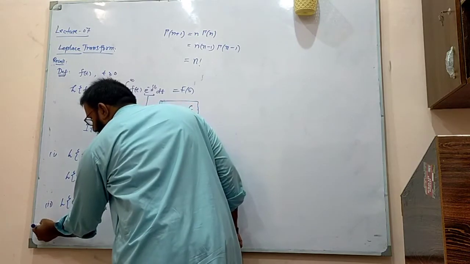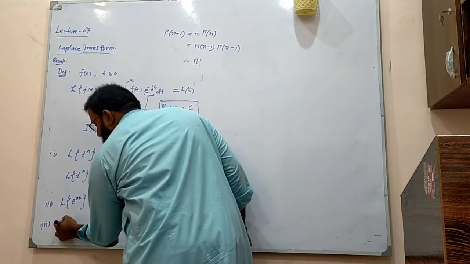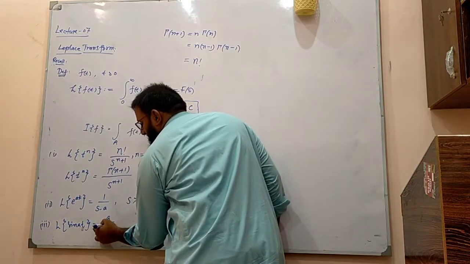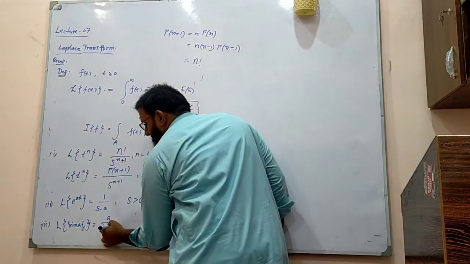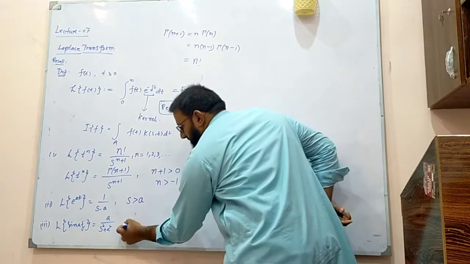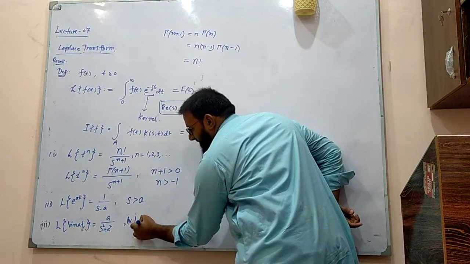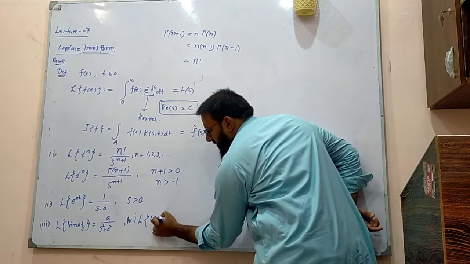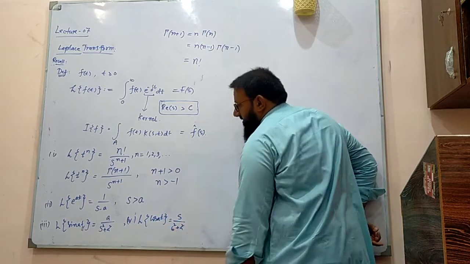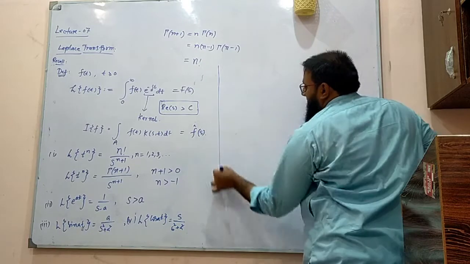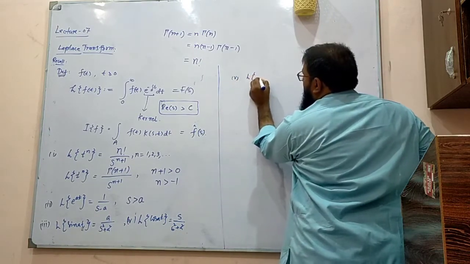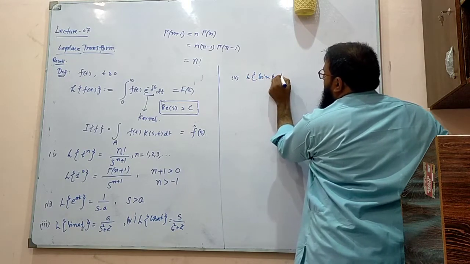Similarly, what is the Laplace transform of sin at? That is a over s squared plus a squared. And number 4, what is the Laplace transform of cos at? It is s over s squared plus a squared. And the next thing that we did was number 5, the Laplace transform of sinh at.